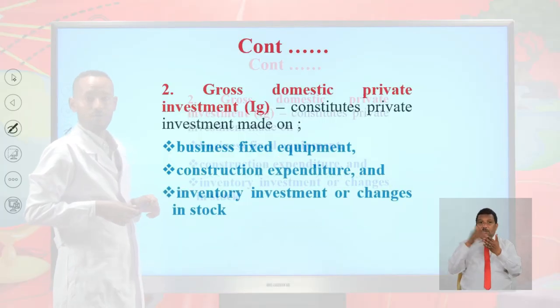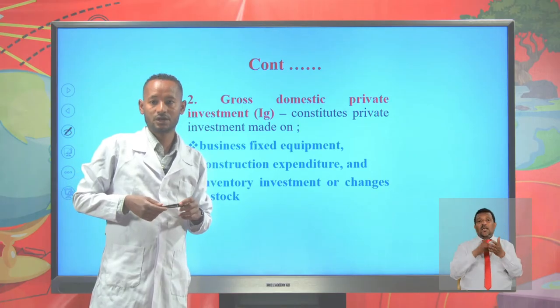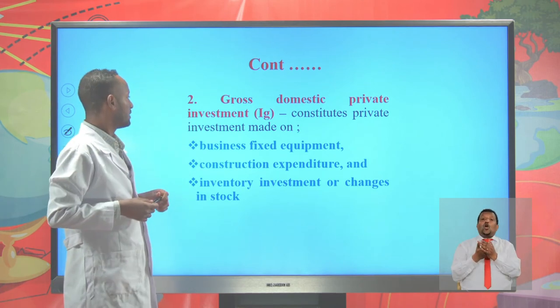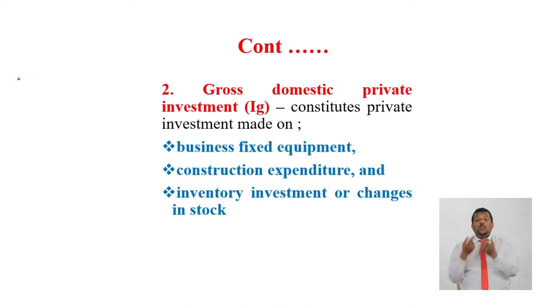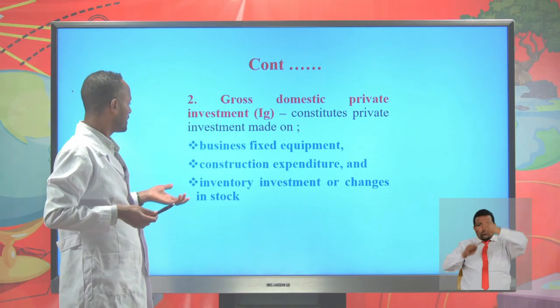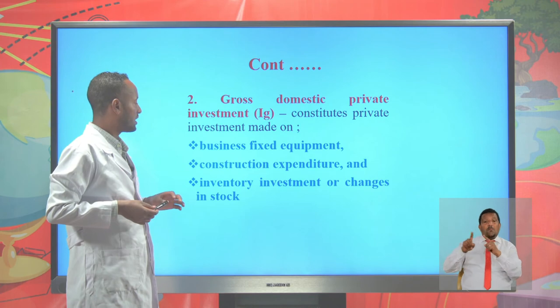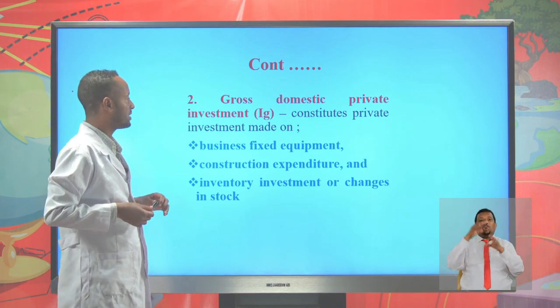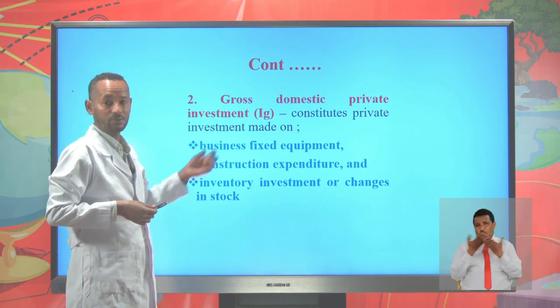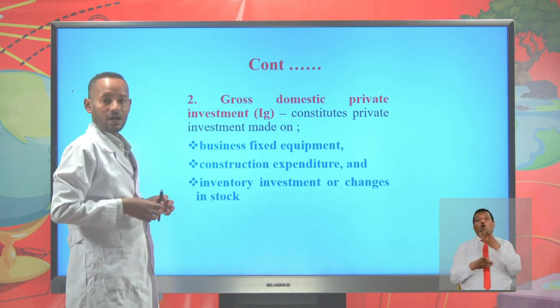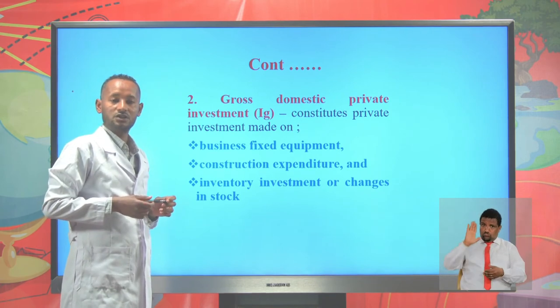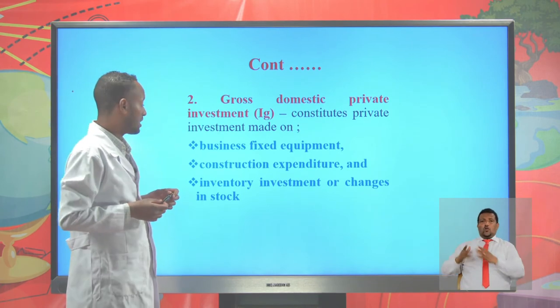The other component of measuring GDP using the expenditure approach is the gross domestic private investment. This is an investment made by the private sector, and it constitutes expenditures made on business fixed equipment, on machineries, equipment, installations, generators, and the likes, and it is one of the components of the gross domestic private investment. The other expenditure is construction expenditure, expenditure made on the construction of residential and non-residential houses.